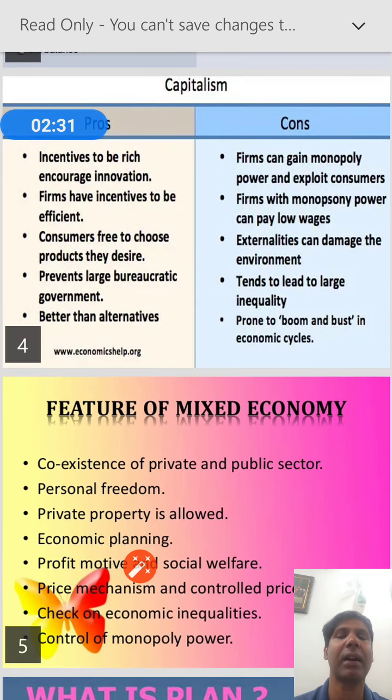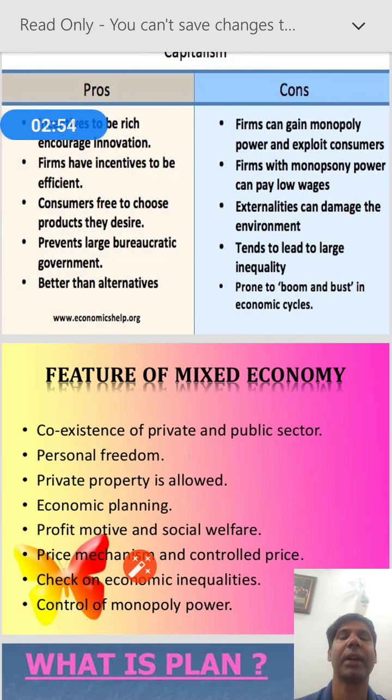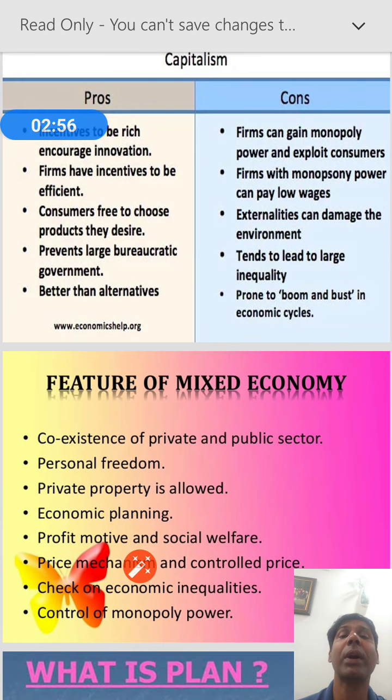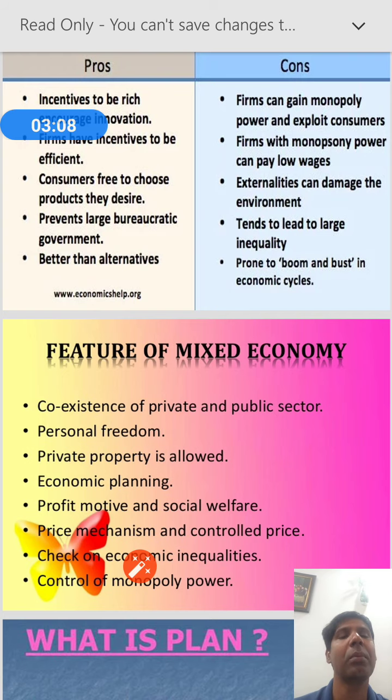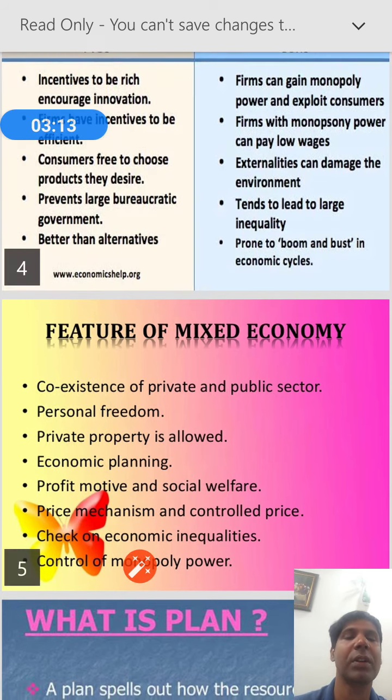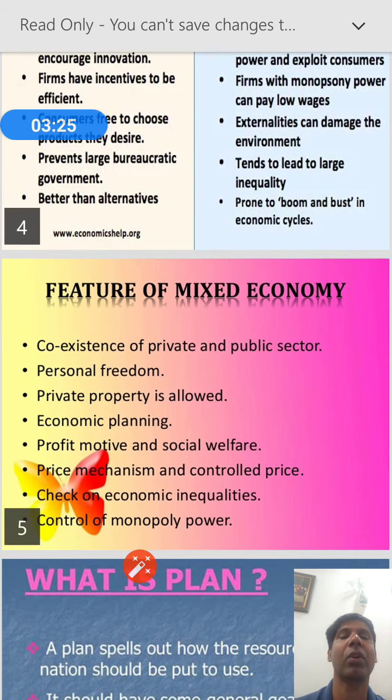And the demerits are that firms can gain monopoly. What is a monopoly? Monopoly means only one seller, and he will control the market and decide the price. There is no competition at all, only one firm, and they will produce and sell. If you want, you can purchase; there is no other option. Externalities can damage the environment, and it tends to large inequality. Another major defect of capitalism is large inequality. But in socialism it is not there, because the government will provide all the things.